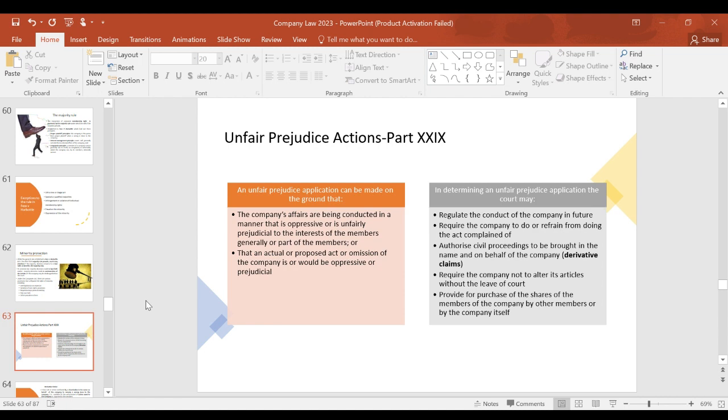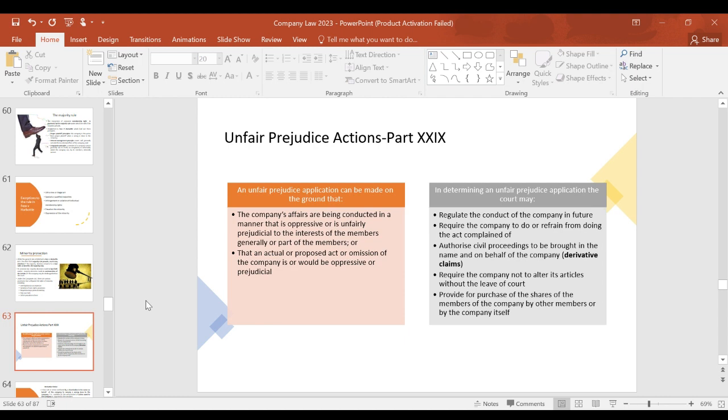Also, a court may authorize civil proceedings to be brought in the name of a derivative claim, and we'll deal with this in another slide. Now, the derivative claims may be brought on behalf of the company in the name of that person who is complaining. It's not the name of the company itself, but is in the name of a shareholder who is complaining of an unlawful act or unfair prejudice action that has been occasioned on the company.